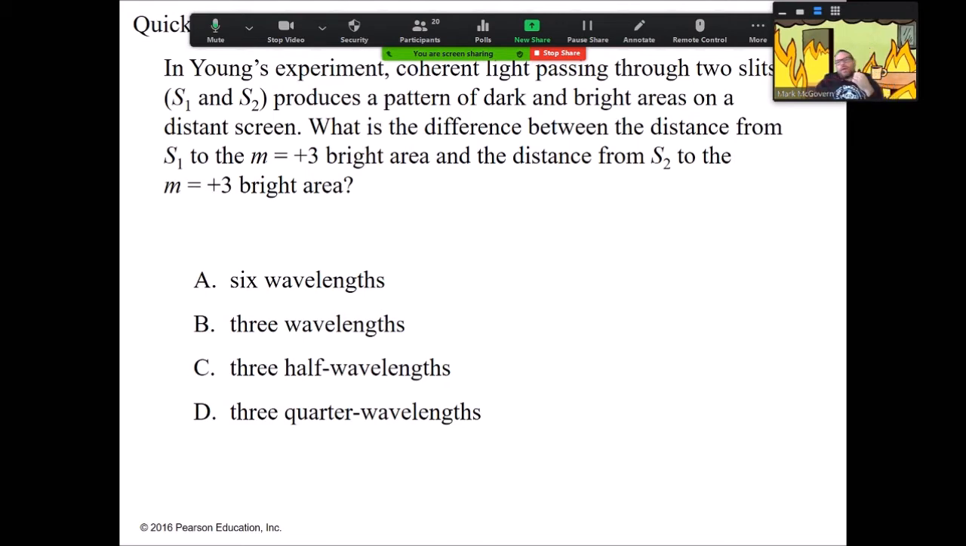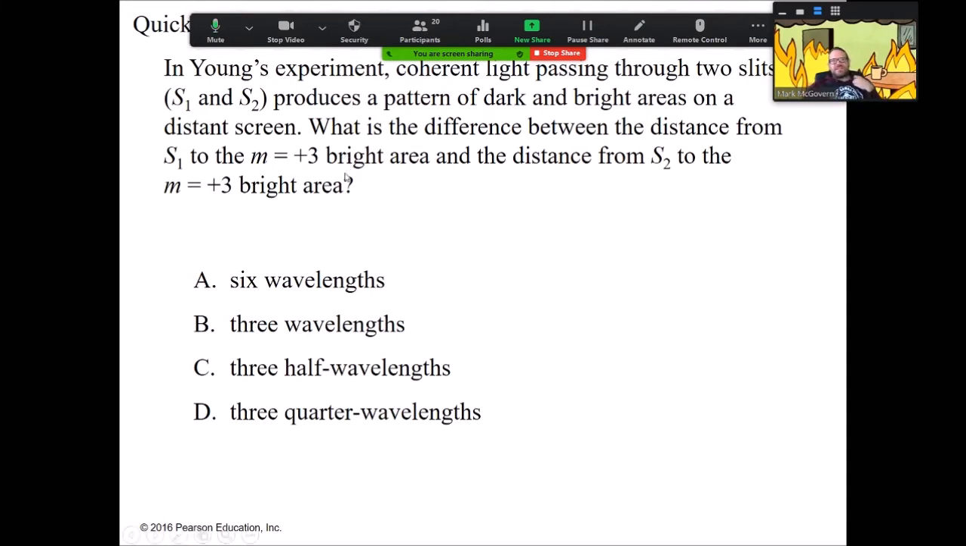Oh, I see. Sorry. Yeah. So this is not worded well. I don't like the wording of this. Anyway, what it's saying is that for the m equals 3 mode, what's the path length difference between source 1 and source 2?